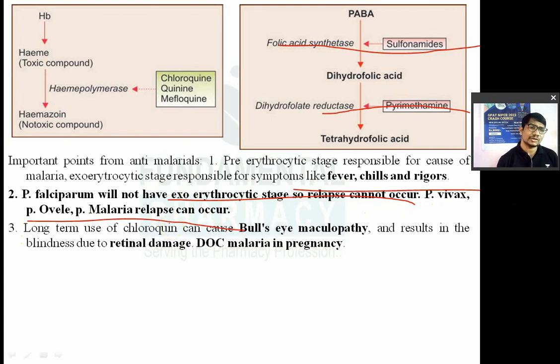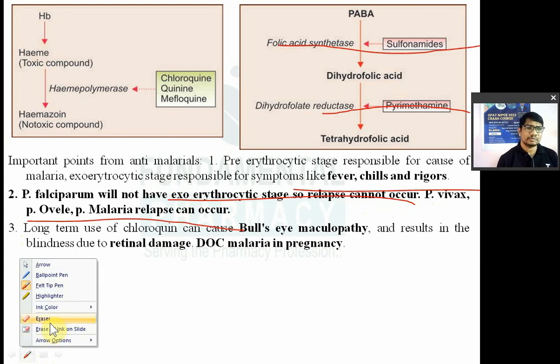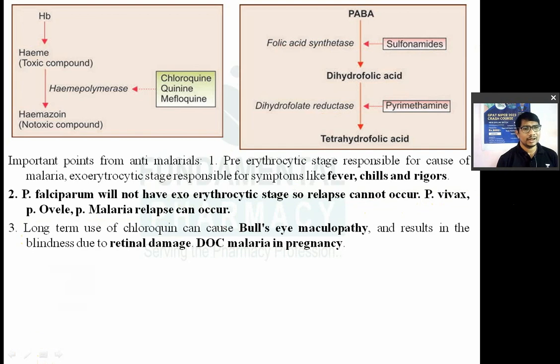Long-term use of chloroquine: what is the adverse effect of chloroquine? We have seen the mechanism of chloroquine. What is the adverse effect? The other adverse effects will be the same: nausea, vomiting, epigastric distress, bitter taste in the mouth, and cinchonism.